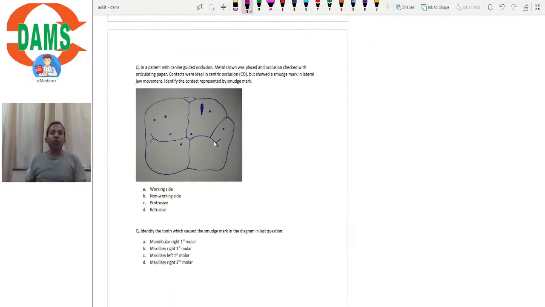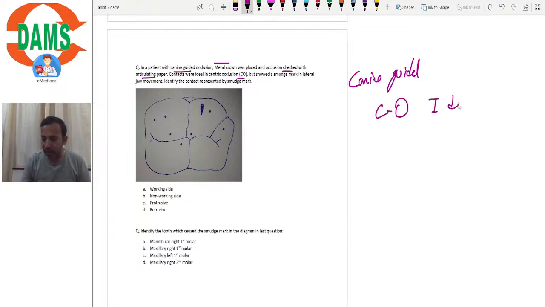Next, this is a question from occlusion. In a patient with canine guided occlusion, a metal crown was placed and occlusion was checked with the articulating paper. Contacts were ideal in centric occlusion, but it showed a smudge mark. This is the smudge mark in the lateral jaw movement.